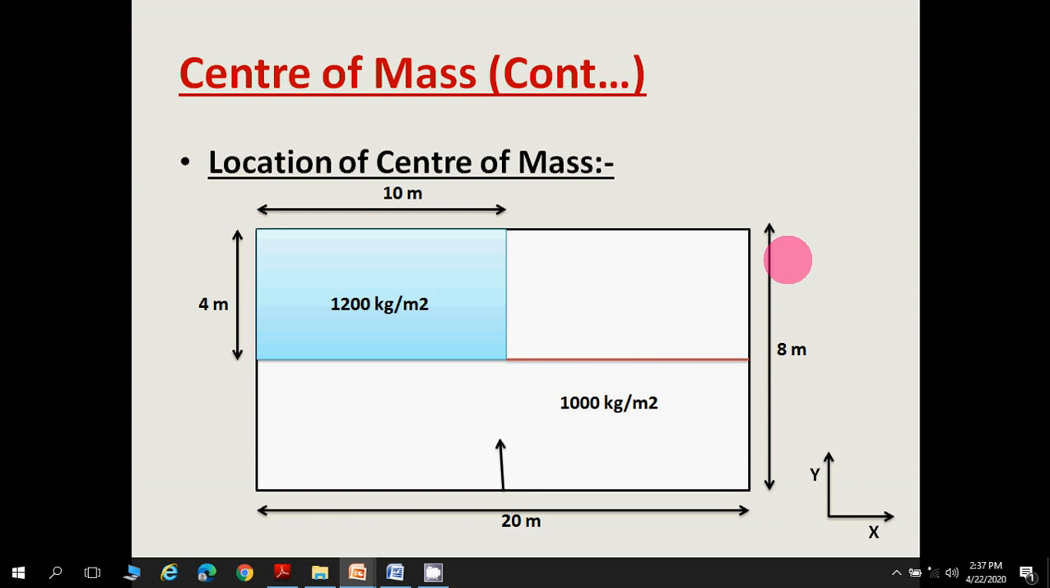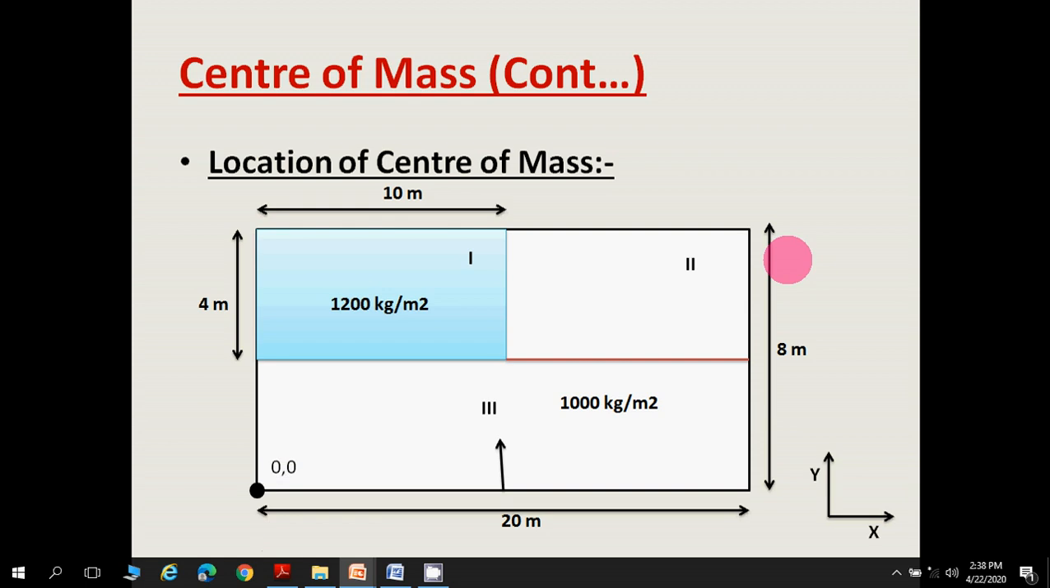First I divide this whole structure into three different parts: part 1, part 2 and part 3. Part 1 is subjected to 1200 kg per meter square, part 2 is subjected to 1000 kg per meter square, and part 3 is 1000 kg per meter square. Why am I dividing this whole structure into three parts? Because of the unsymmetry. I have divided this whole floor plan into three rectangles so that it will be easy to locate the center of gravity of each, and we can calculate the center of mass.